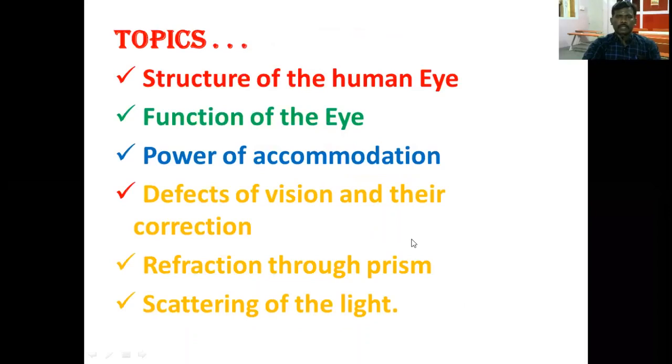In this lesson, I displayed the total lesson content: the structure of the eye and the function of the eye, the power of accommodation of the human eye, what defects are there and how we can rectify them. This is the first part of this lesson. The second part is refraction through a denser medium. Especially in your textbook, they discuss the prism and the scattering of light. So this is the content in this lesson.